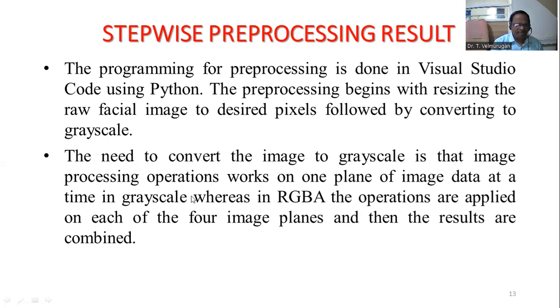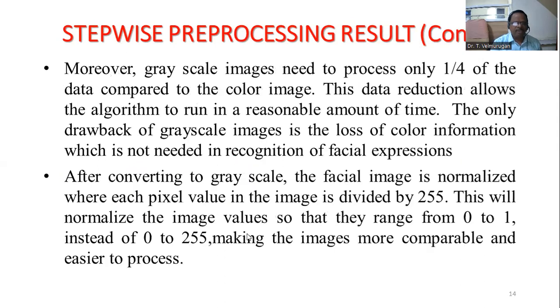Image pre-processing operations work on one plane of image data at a time in grayscale, whereas in RGBA, the operations are applied on each of the 4 image planes, and then the results are combined. So grayscale images need to process only 1/4 of the data compared to the color image. This data reduction allows the algorithm to run in a reasonable amount of time. The only drawback of grayscale conversion is the loss of color information, which is not needed in the recognition of facial expressions.